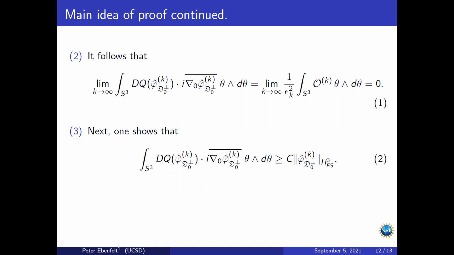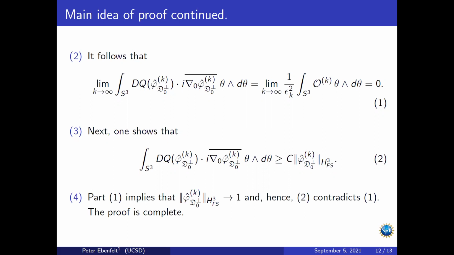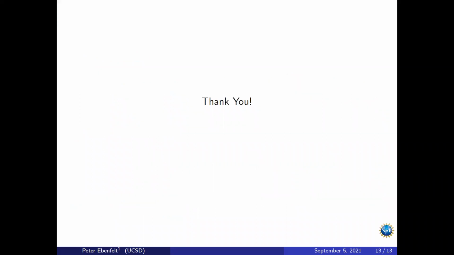So then you get this lower bound, and then you are done, because part 1 tells you that this one has to go to 1 because the other projection tends to 0. That's what we proved in part 1. And since it goes to 1, you get the contradiction. So that's it. Thank you.